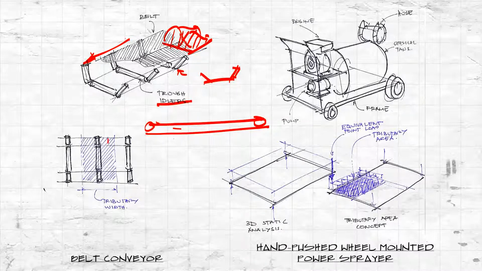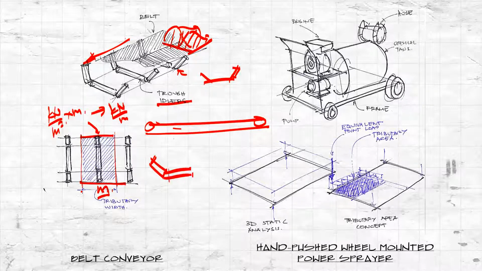How do we compute the loadings on this one idler? We use again the concept of tributary width. The weight acting on this area, in kilonewton per meter squared, we multiply by this width right here. What we get is a line load, in kilonewton per meter. So we can analyze this as what we already know.